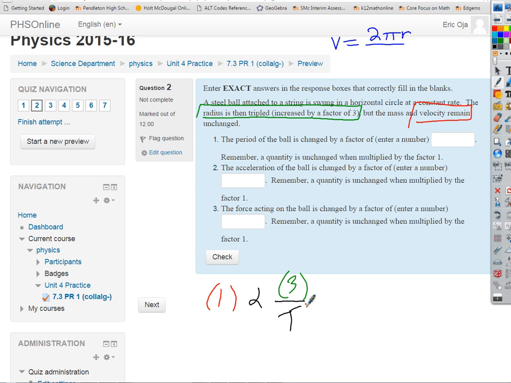See how that works? These are really cool problems to me because you don't have to do any calculations. You're just looking at relationships. And then once you know t and r and v, acceleration is pretty simple. Wait, why did 2 pi get to go away?